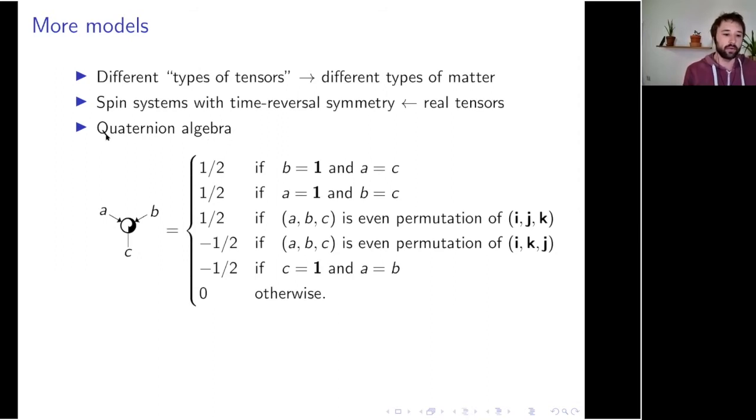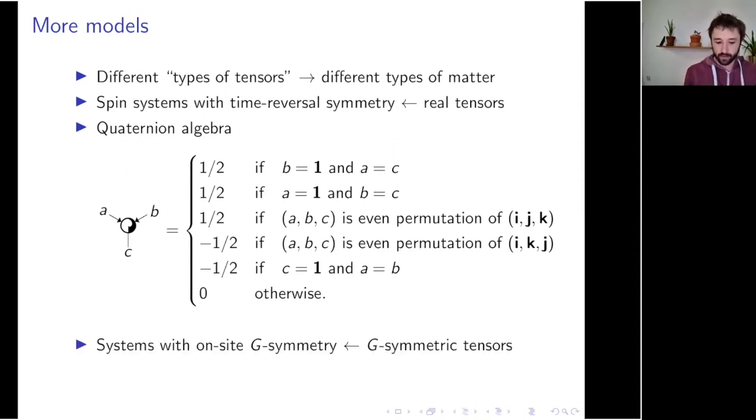The quaternions are a four-dimensional real algebra. And this four-dimensional real algebra yields a model. And this is not equivalent under real basis changes to one of the models from the slide before. It's only equivalent if I allow for complex basis changes.